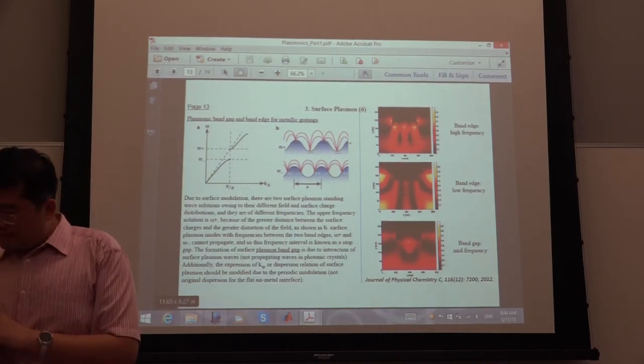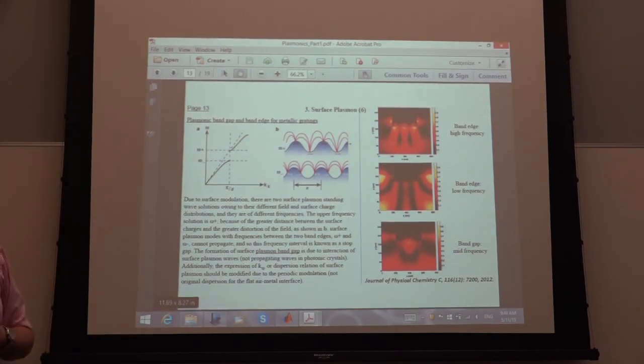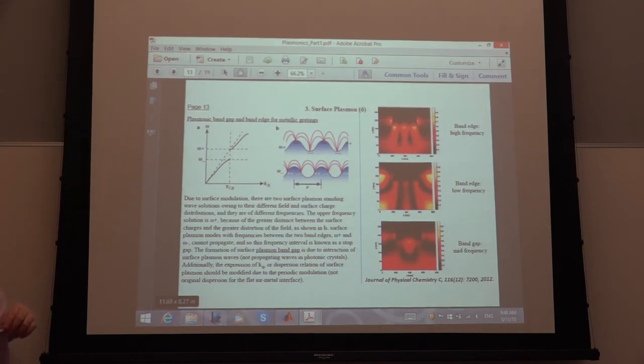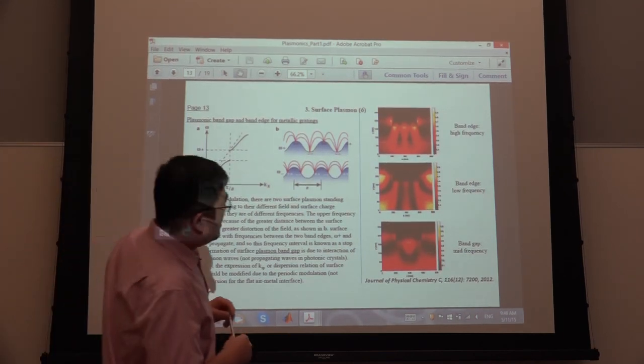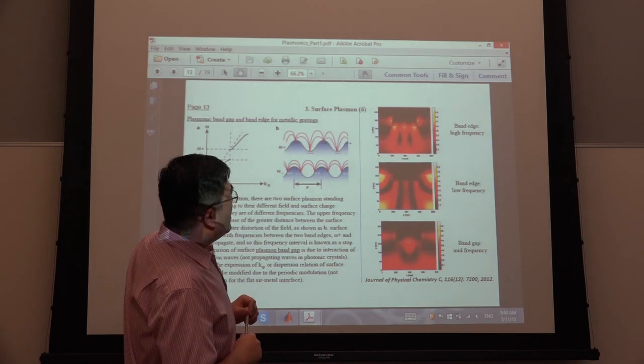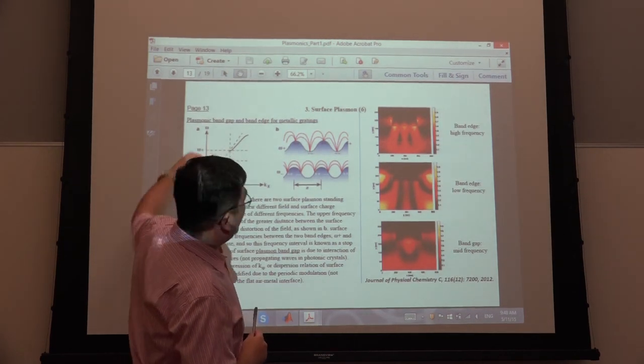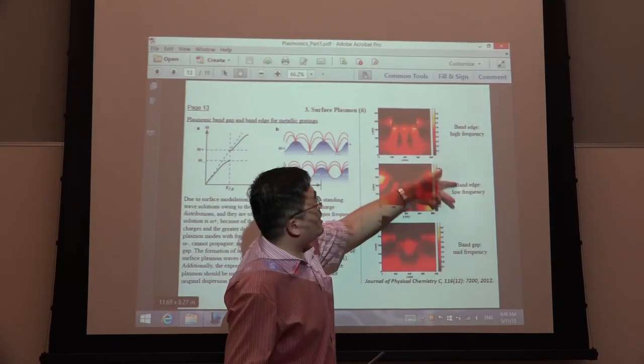So how can you have a band gap? You can see it in the picture. You see the band gap. You stay in the graph, you have the mid frequency, the middle frequency. So this is also the middle frequency between lower and higher.